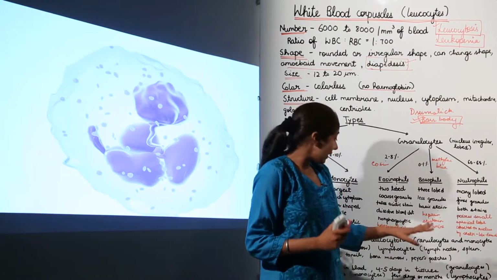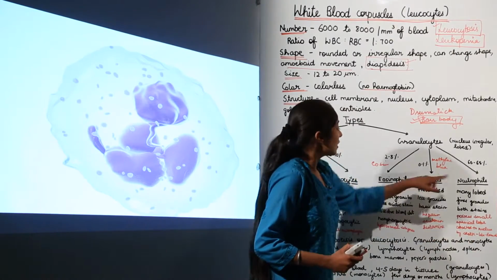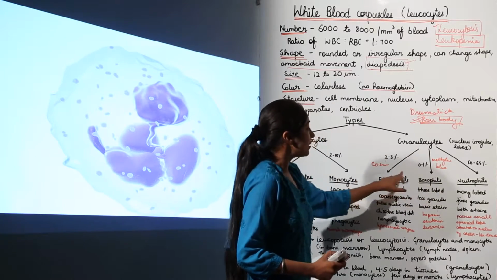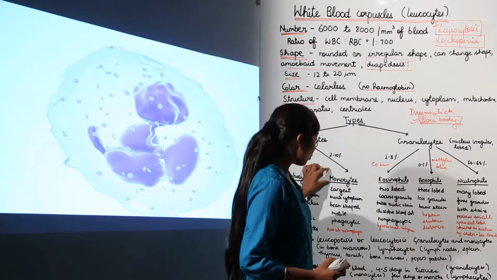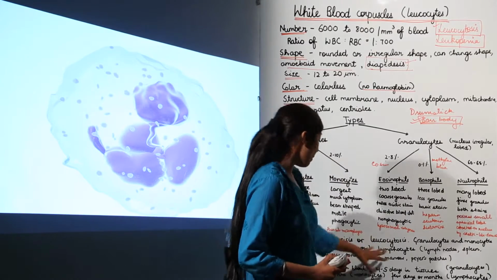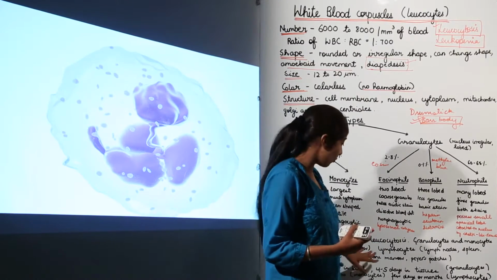Now where these leukocytes are formed, the formation of the leukocytes is termed leukopoiesis. Granulocytes and monocytes, that is, all granulocytes, eosinophils, basophils, neutrophils, and from the agranulocytes, monocytes, are formed in the bone marrow. They are formed where? They are formed in the bone marrow.